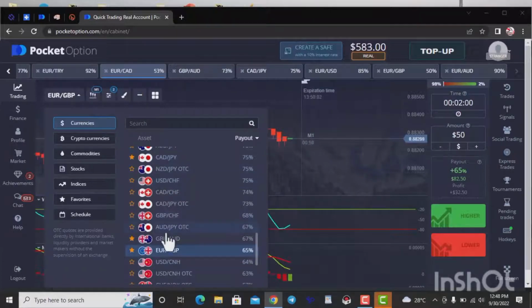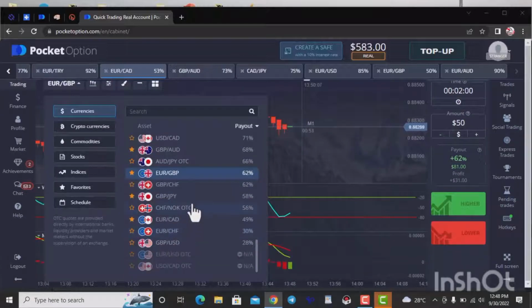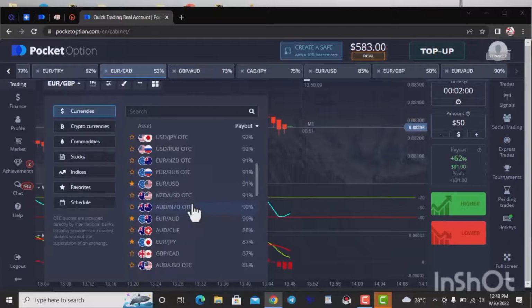Once you've done that, please make sure you don't include OTC pairs. They are not good for you, because OTC is controlled by the brokers themselves. But the normal currency pairs are not controlled by anyone; they are controlled by the market. So do well to select only the normal currency pairs. That is what you're going to do.